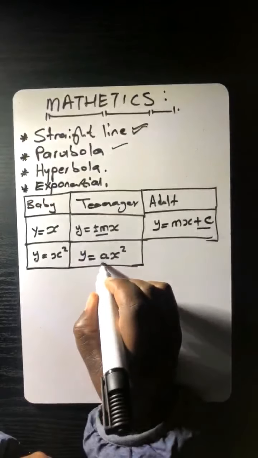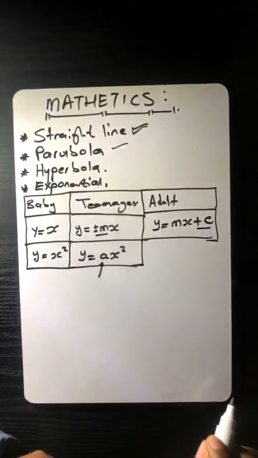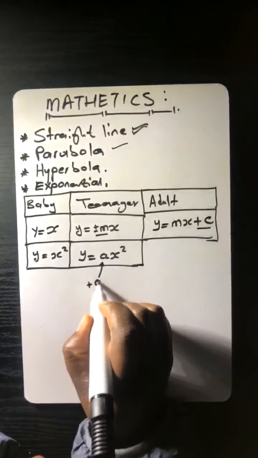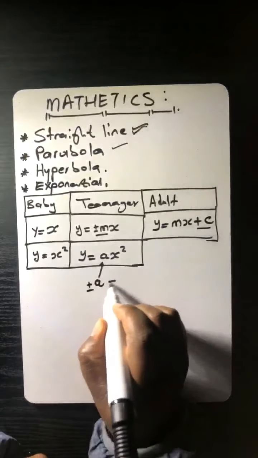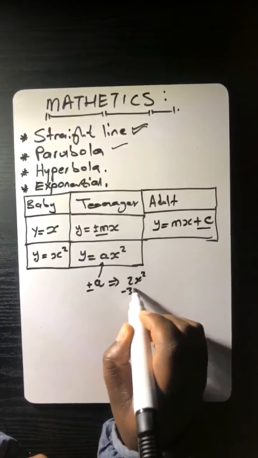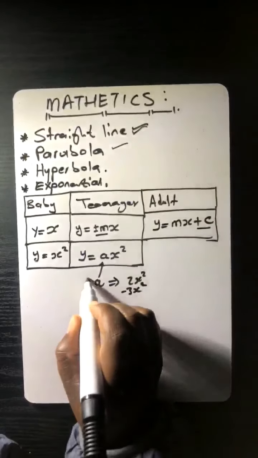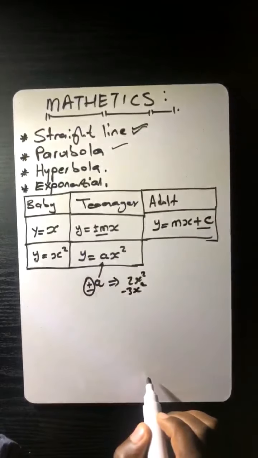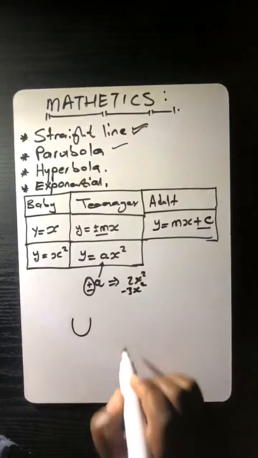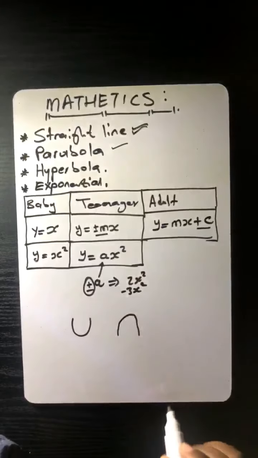Now it becomes a good question to ask: why are we having that a? Remember, that a can either be positive or negative, meaning it could be, let's say, positive 2x squared or negative 3x squared. And we said this sign tells us the shape of the parabola. So a parabola can either be like that, or it can be like that.